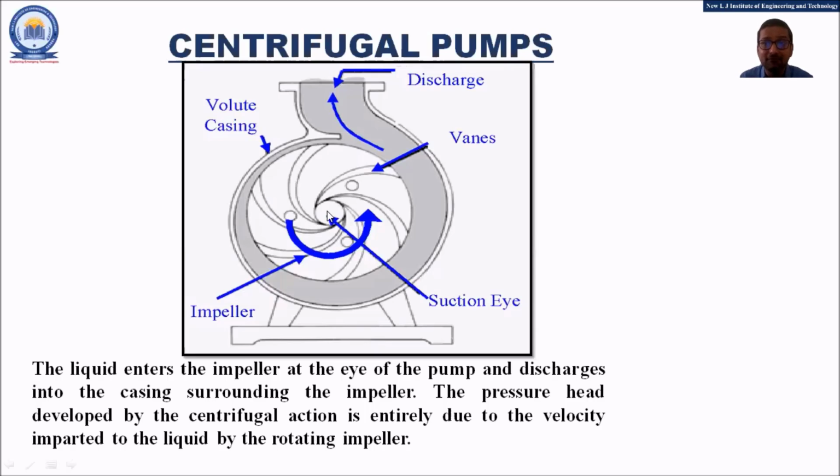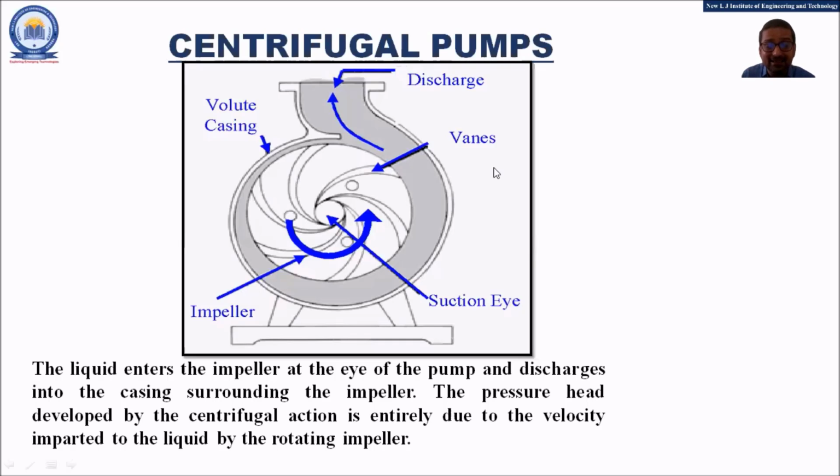The water, after passing through the strainer, will be transferred to the suction pipe, finally to the suction eye, and the water will be hitting the rotating impeller. The water will be hitting the vanes of the impeller. That means because of the rotation, the water will be having kinetic energy.